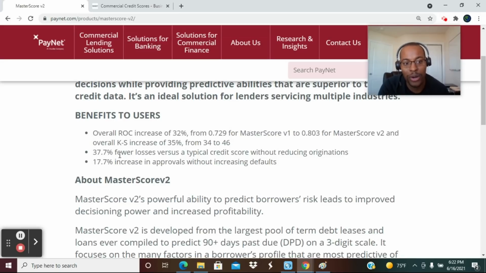So the Master Score claims to be able to provide 37.7% fewer losses versus a typical credit score without reducing originations, as well as a 17.7% increase in approvals without increasing default. So basically, they're claiming to be able to provide better predictive ability when it comes to loan default.